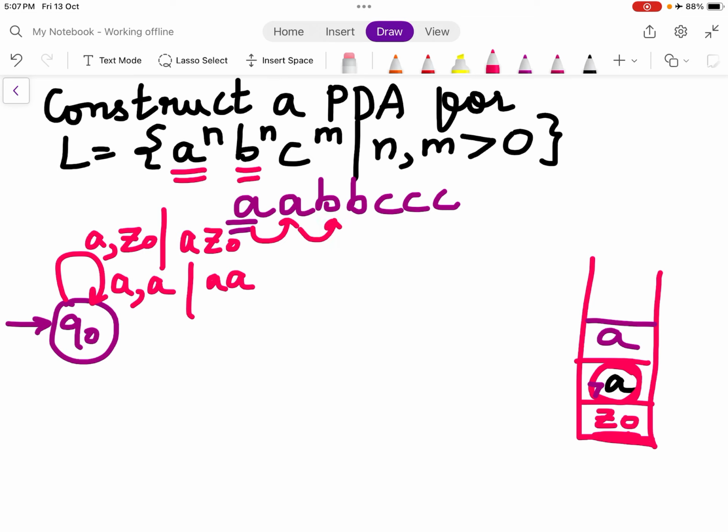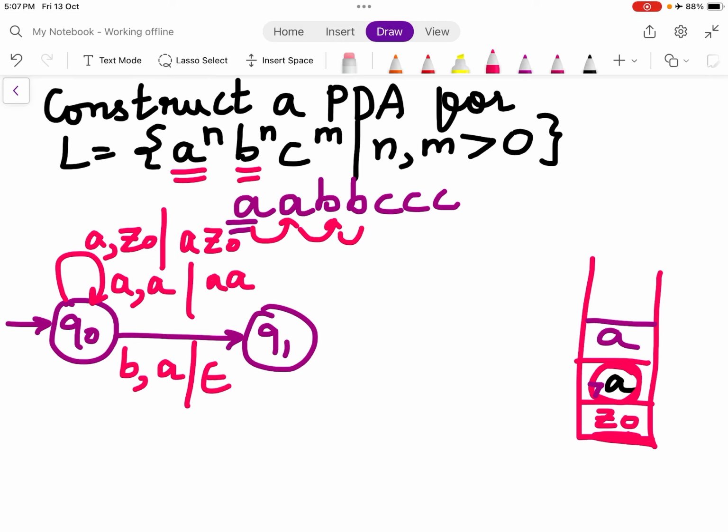Next, the read write head moves one step ahead and sees a B. Now for every B you see on the string you have to pop one A. So Q1, for every B you see, if an A is there on top of the stack, simply pop. When you pop you write an epsilon. Then again the read write head moves one step ahead, sees a B. So again for every B you see, if on top of the stack you have an A, pop that A. So this A also will be removed.